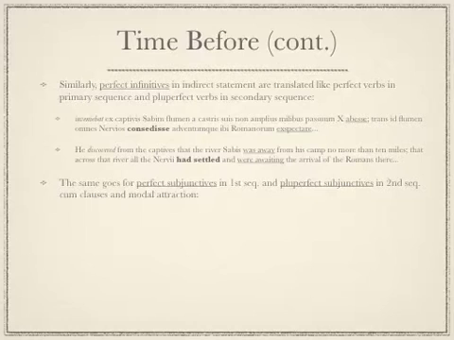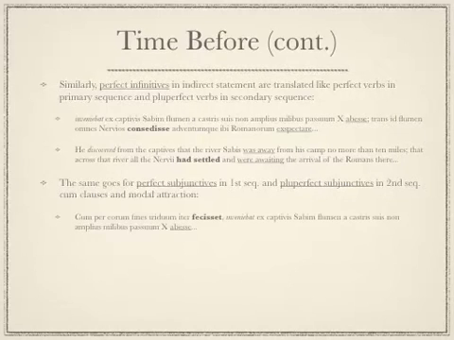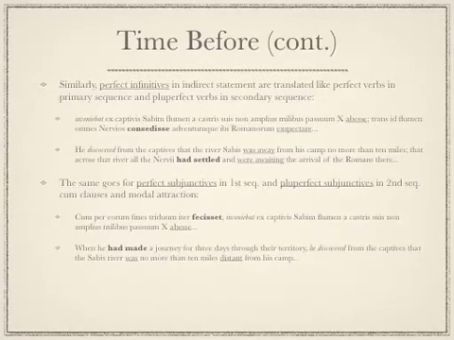Perfect subjunctives in primary sequence and pluperfect subjunctives in secondary sequence, cum clauses and modal attraction are the same. So here's an example of, again, secondary sequence in a cum clause. When he had made a journey through their territory for 3 days, he discovered. Vicisset is prior to inveniebat. There's the English.